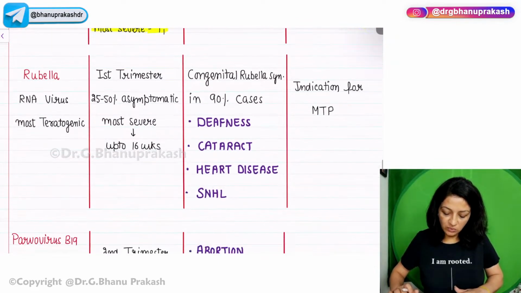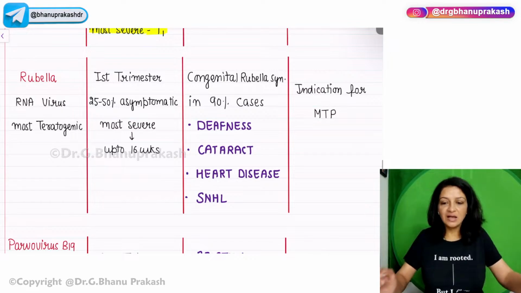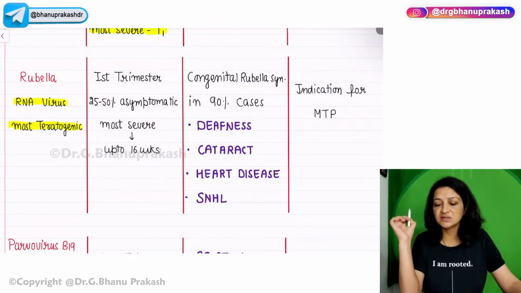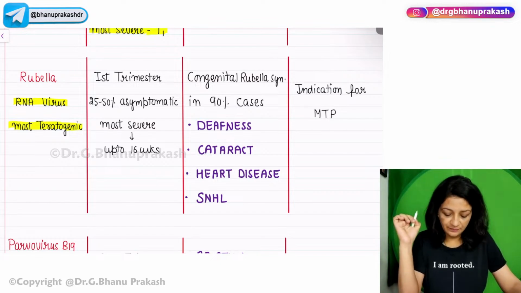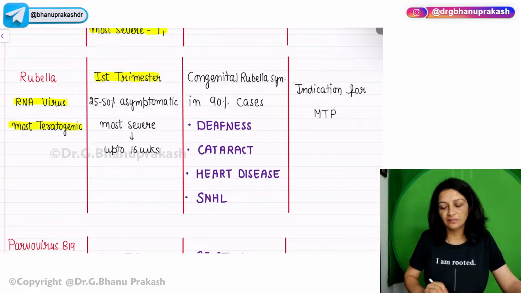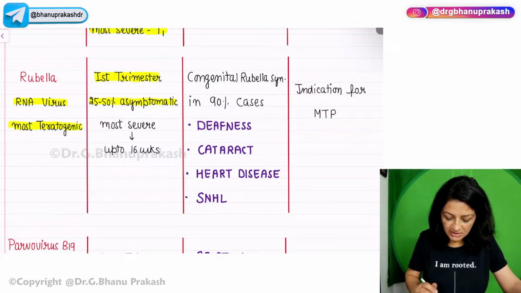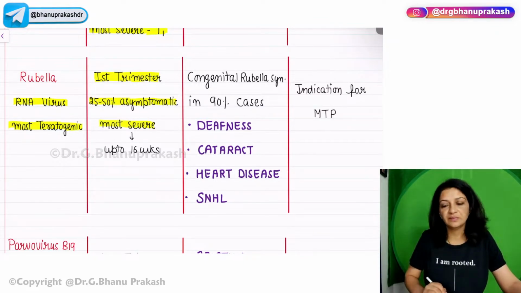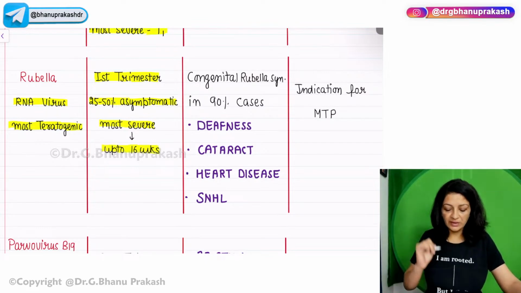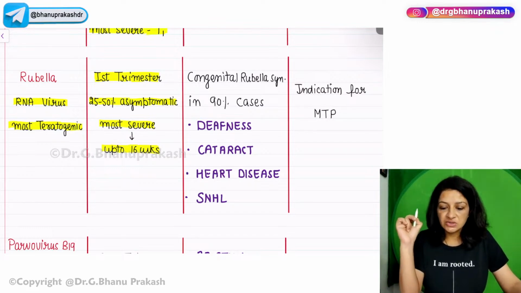So the next important one is rubella infection. This is an RNA virus and the most teratogenic. The most teratogenic infection is rubella infection. Maximum risk of transmission in first trimester. 25 to 50% asymptomatic, and most severe fetal defects occur up to 16 weeks. So please remember, first trimester.